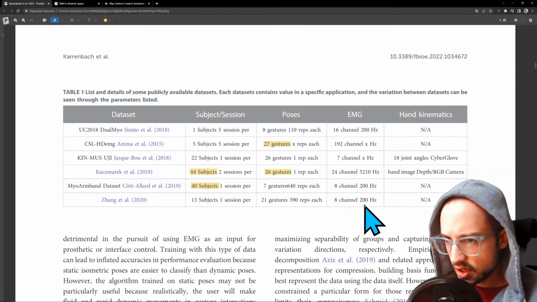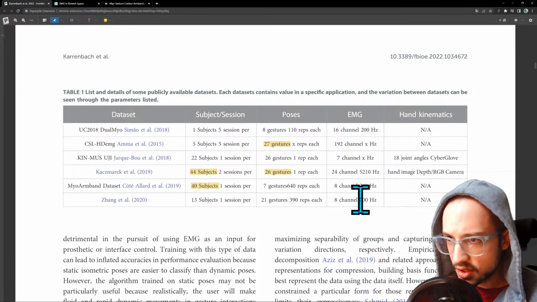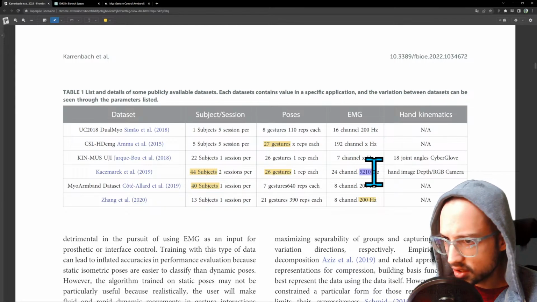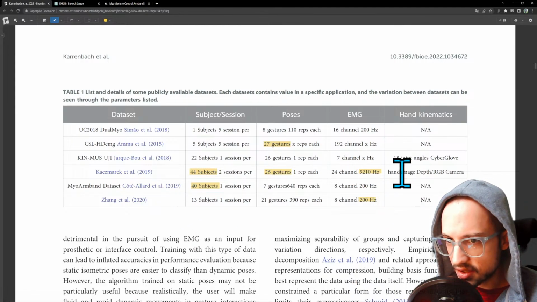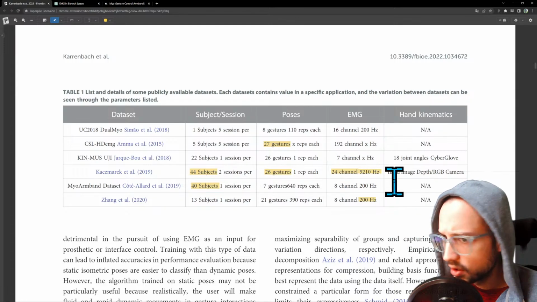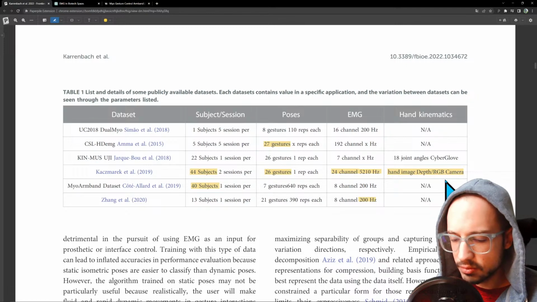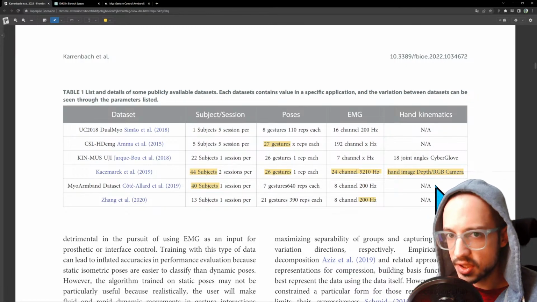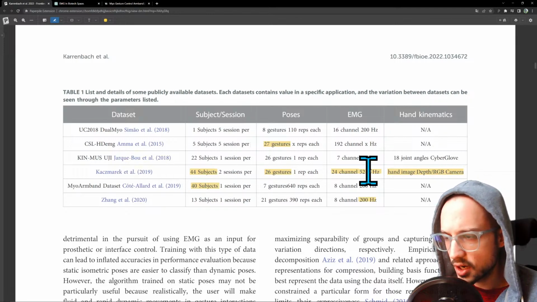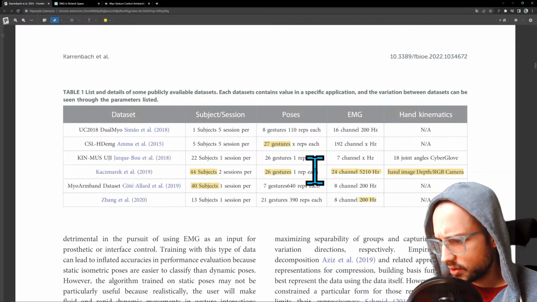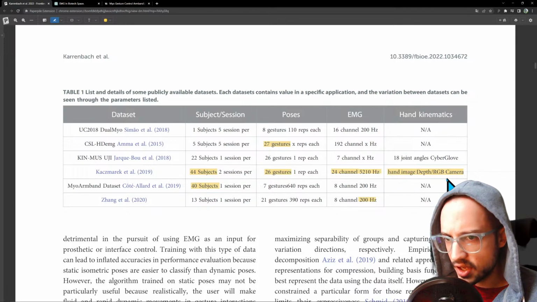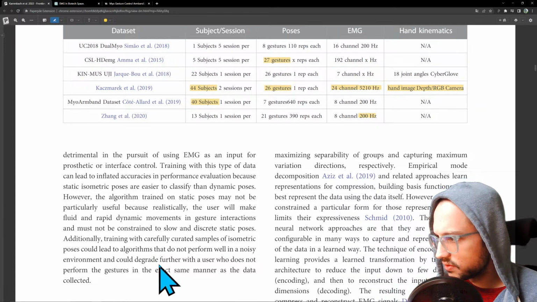You have different frequencies here. It seems like 200 hertz is about what you can expect, but this one here, this is crazy. 5,210 hertz. That's a significantly higher sampling rate, and a lot more channels too. And hand kinematics. Okay, so some of them also have ground truth data. Maybe not ground truth because you still have to run it through a pose detector, but they have an RGB camera, so you not only have the hand EMG data, but you also have the camera of what the hand gesture was going for.